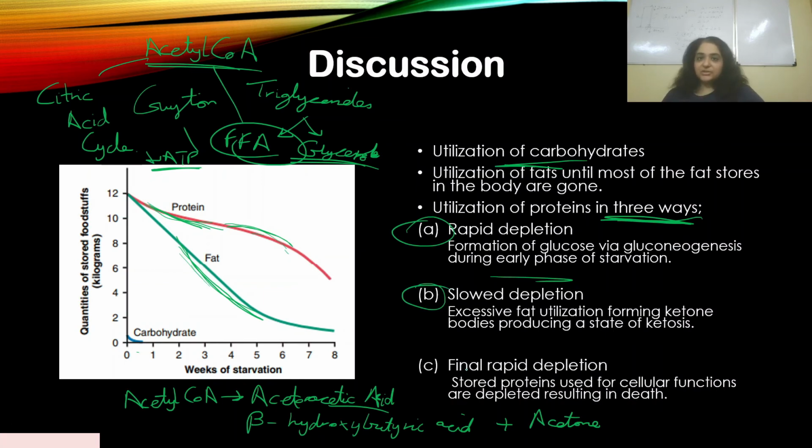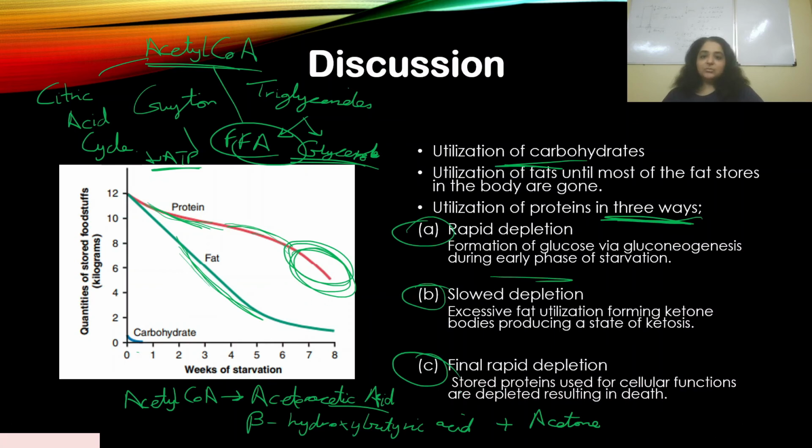Then the final rapid depletion. When the fat stores are over, there is a rapid depletion phase again, which means the stored proteins inside the cells are being used up for energy. When these proteins are being used up for energy, you are not going to survive any longer. This is the last phase, and eventually death will occur once this final rapid depletion begins to happen.